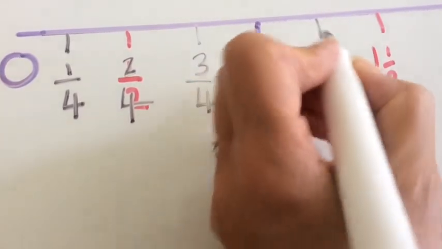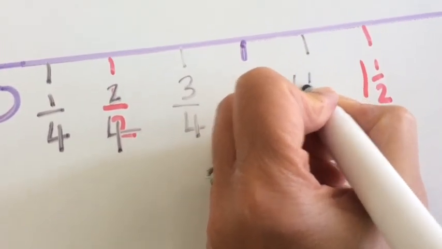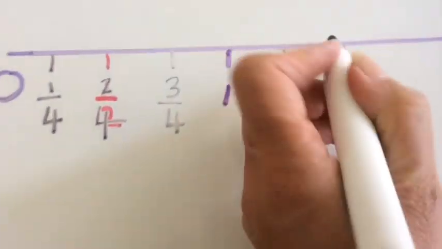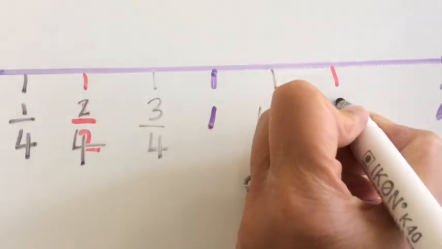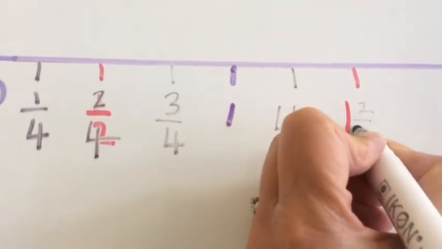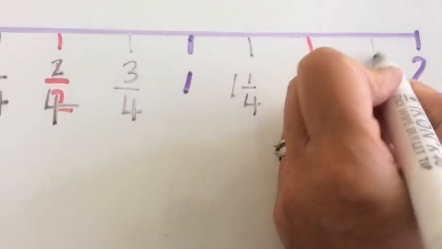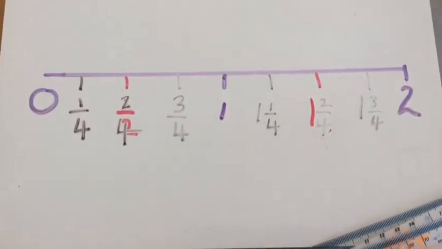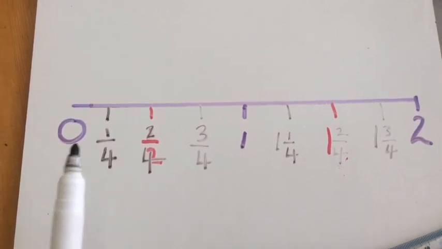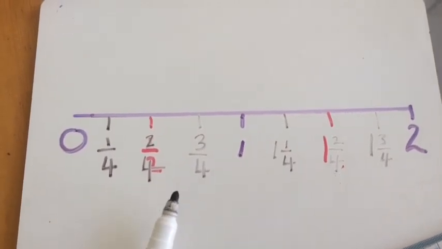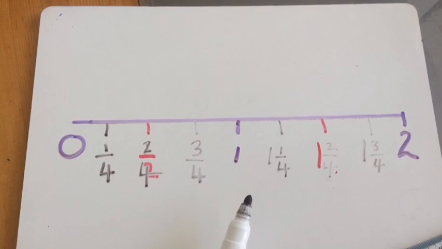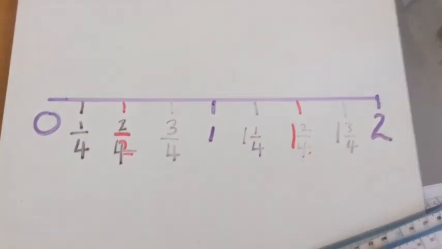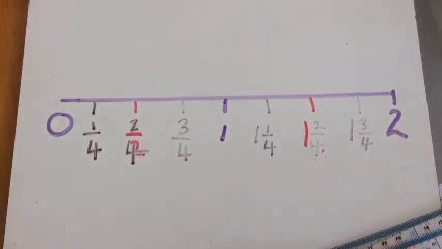What comes here? That will be 1 and a quarter. 1 and 2/4. 1 and 3/4. Say it with me. 1/4, 2/4, 3/4, 1. 1 and a quarter, 1 and 2/4, 1 and 3/4, 2. Can you count on a bit further in quarters?